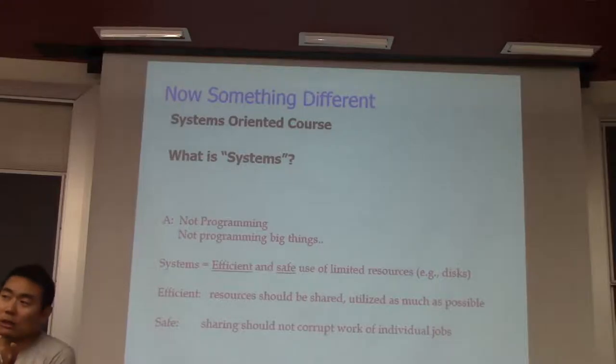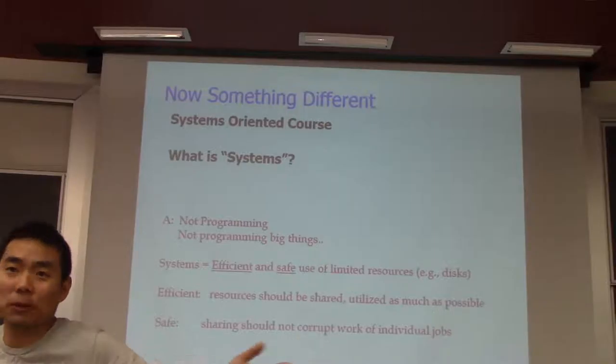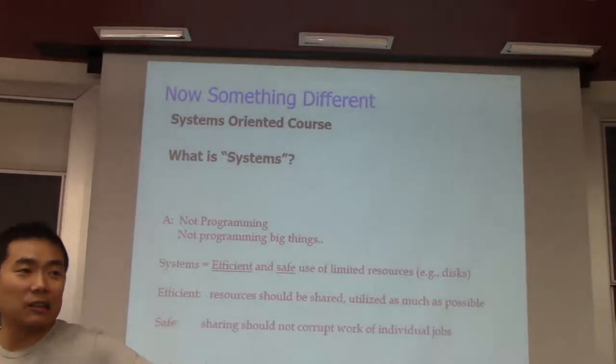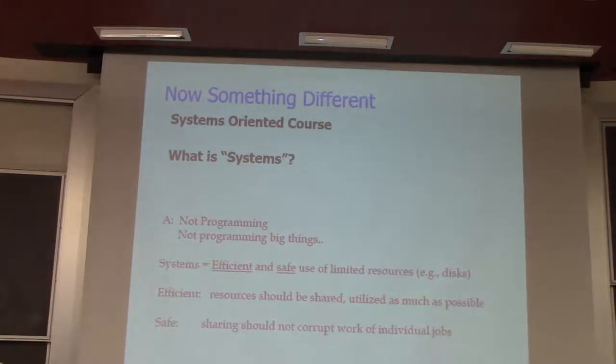Right? Otherwise, you don't really care. If you have an exponential number of CPUs, even an exponential algorithm is okay. Because if you have an exponential number of CPUs and an exponential algorithm, you run them in parallel, and you still get linear time in the end, if you can scale up linearly, suppose. Right? So if you have limited resources, that drives the need for efficient and safe use of these resources. And that's essentially the definition of a system.